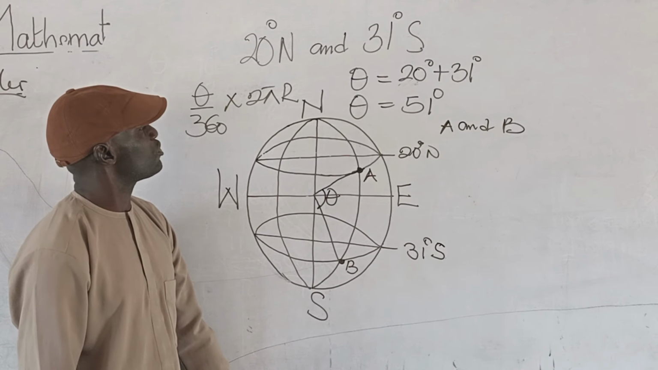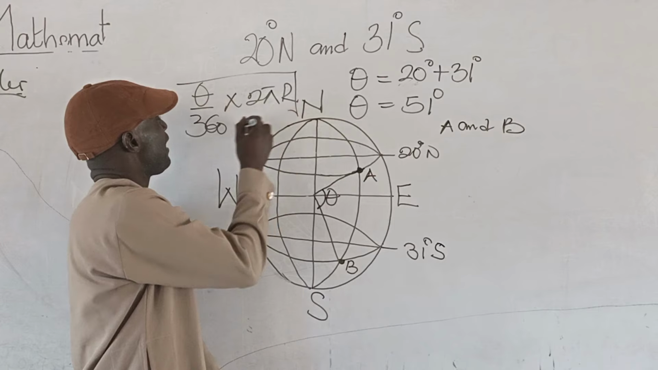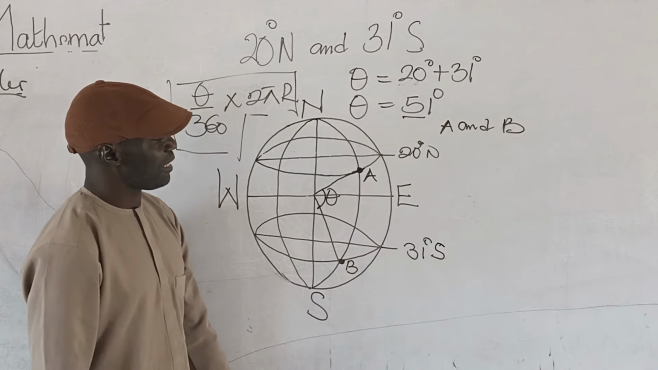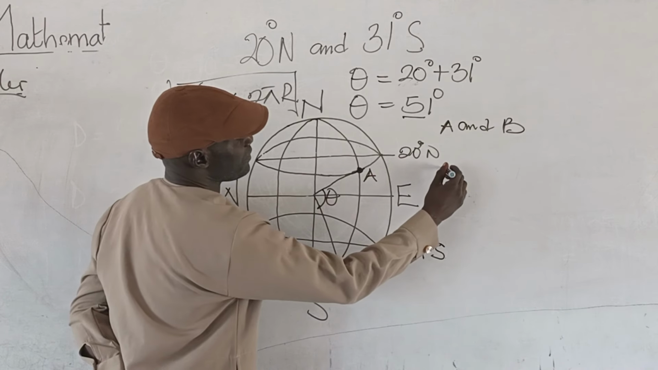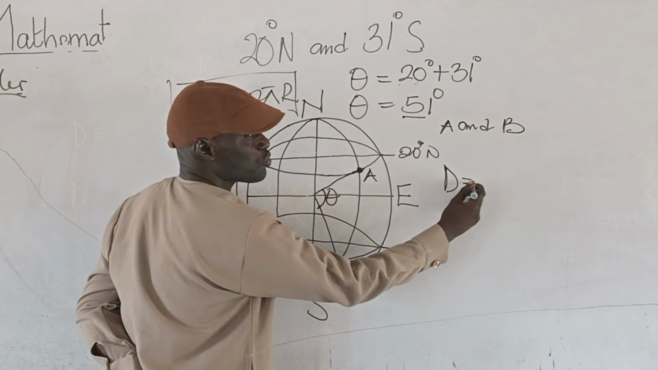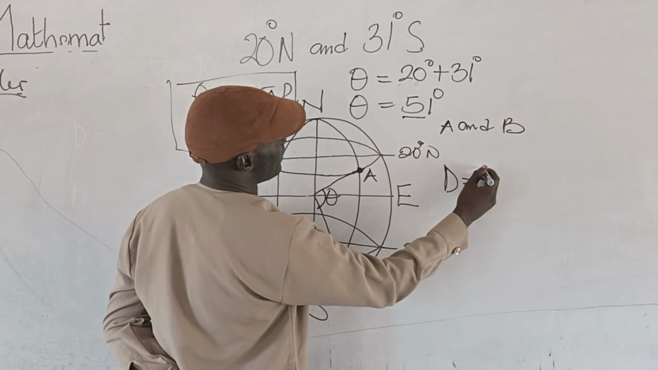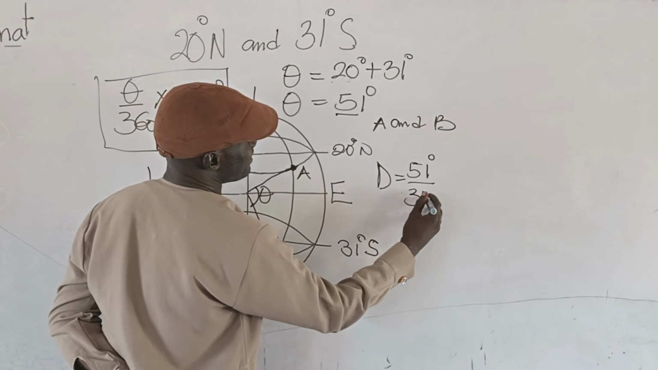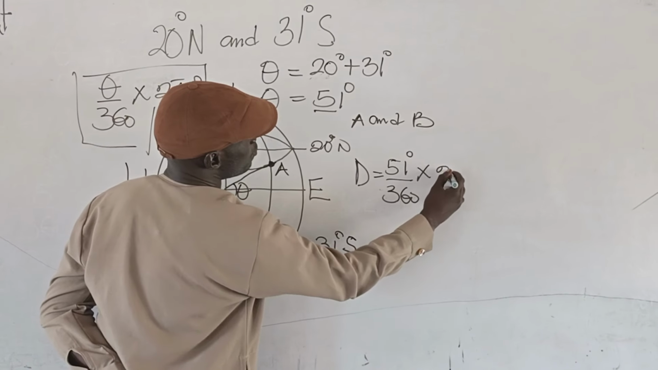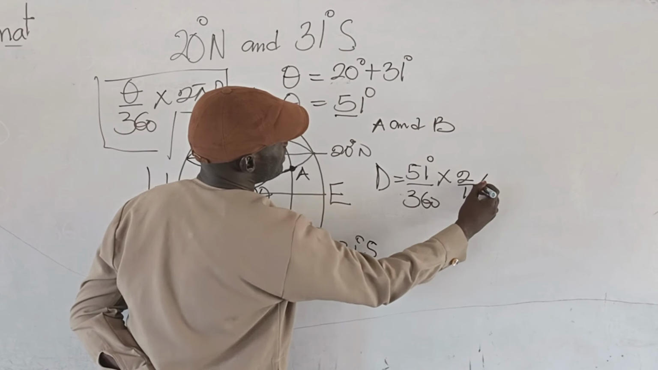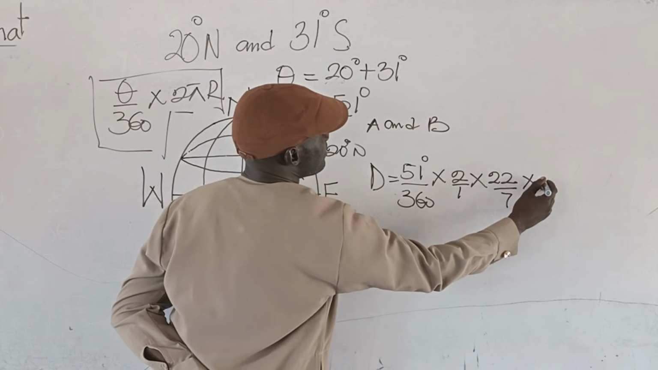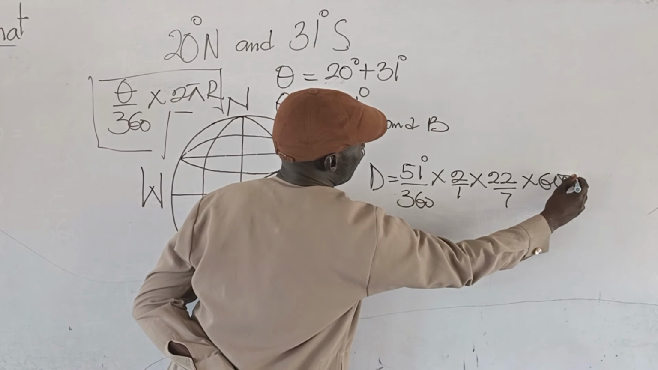How are we going to work on the calculation? I've written the formula we are to apply. We already know the operation we are to work on, which gives 51. So I'm working on it now, which is going to be D equals theta, which is now 51 degrees, divided by 360 degrees, times 2 over 1, times 22 over 7, times 6,400.